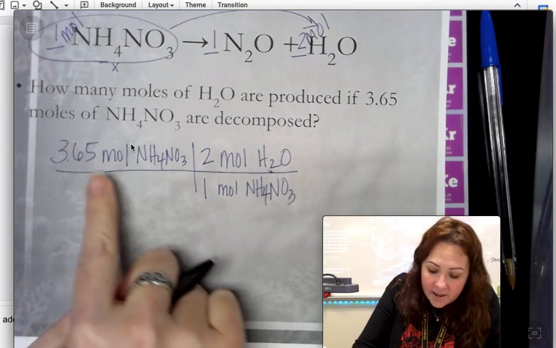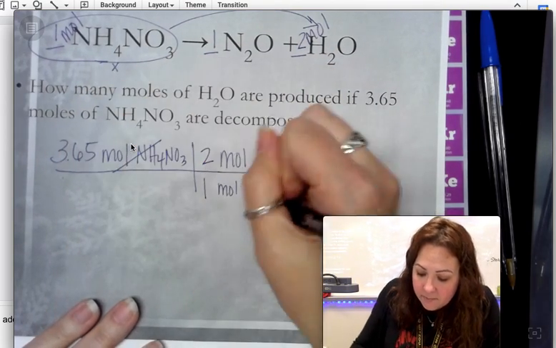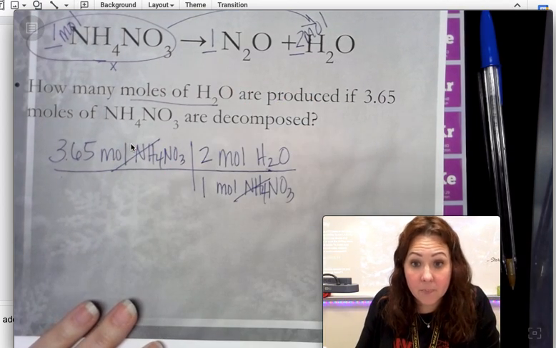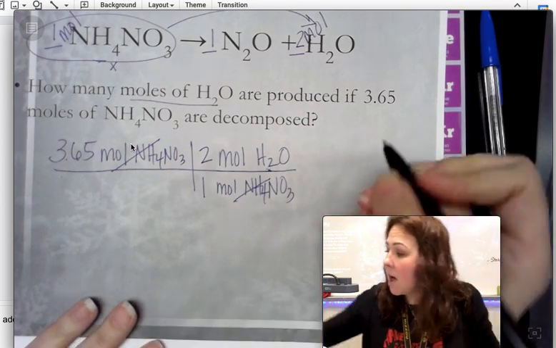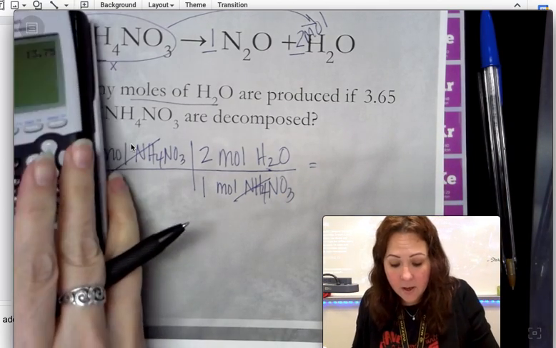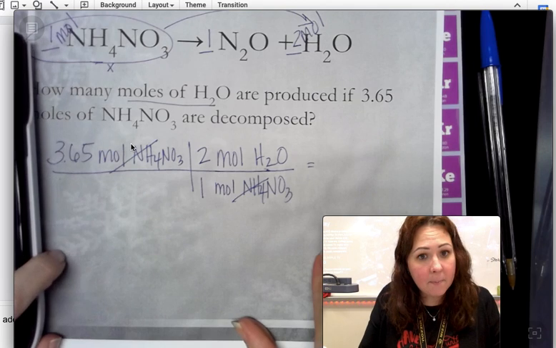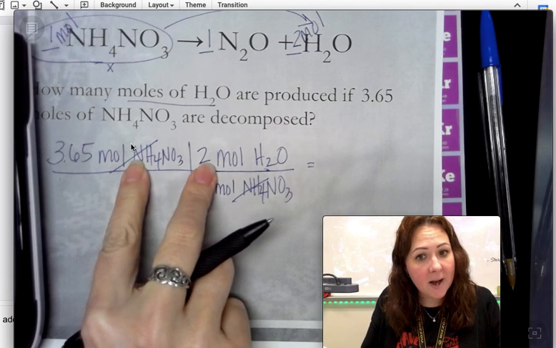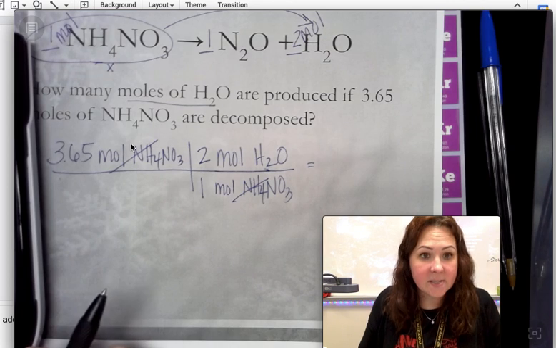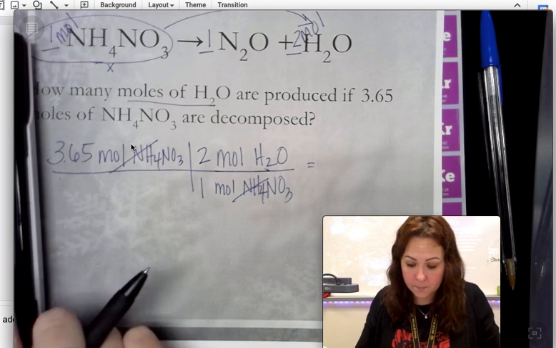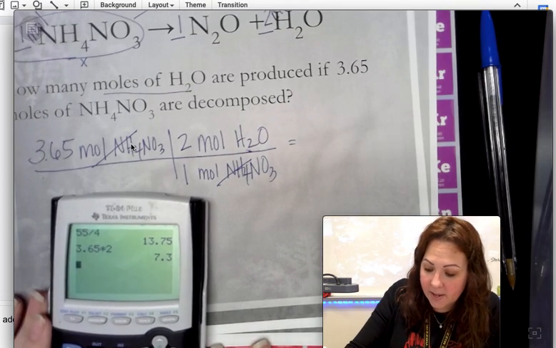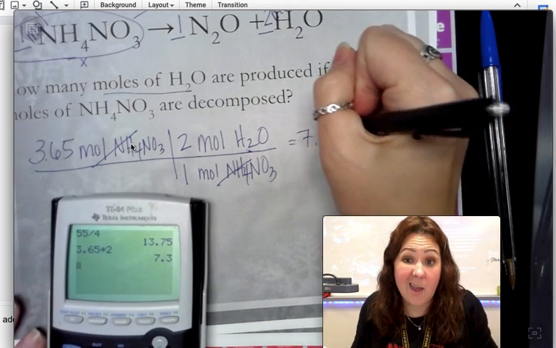So this one, I got rid of moles of ammonium nitrate. It left me with moles of water, which is what the question asked for right there. So now all I have to do is my work. I'm going to pick up my calculator, multiply across the top, multiply across the bottom, and divide your two answers. So here I'm going to take 3.65 times 2. And when I take 3.65 times 2, my calculator says 7.3.